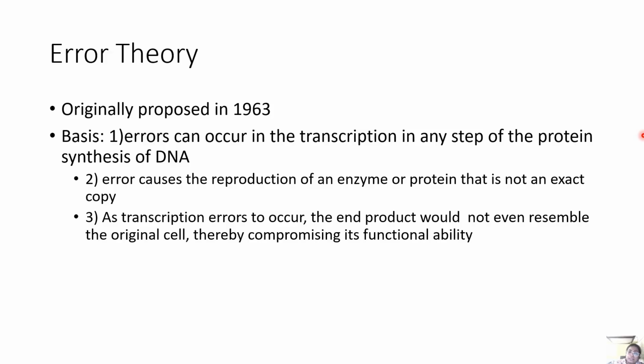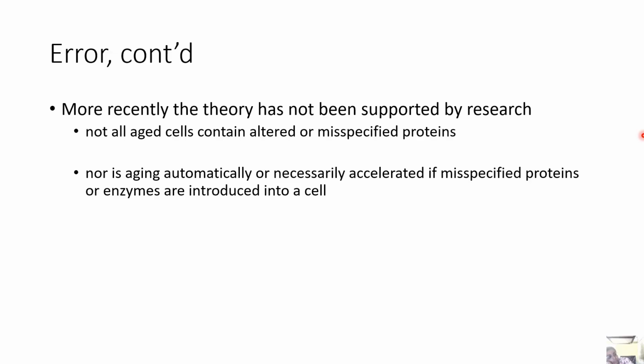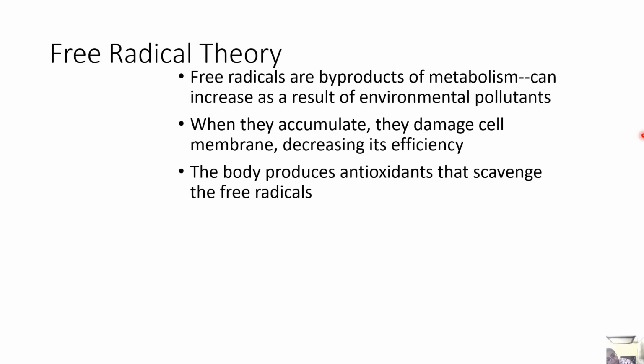It basically means errors can occur in the transcription in any step of the protein synthesis of DNA. Error causes the reproduction of an enzyme or protein that is not an exact copy. As transcription occurs, errors occur, and the end product would not even resemble the original cell, thereby compromising its functional ability. Now, more recently, the theory has not been supported by research. Not all aged cells contain altered or misspecified proteins, nor is aging automatically or necessarily accelerated if misspecified proteins or enzymes are introduced into a cell.